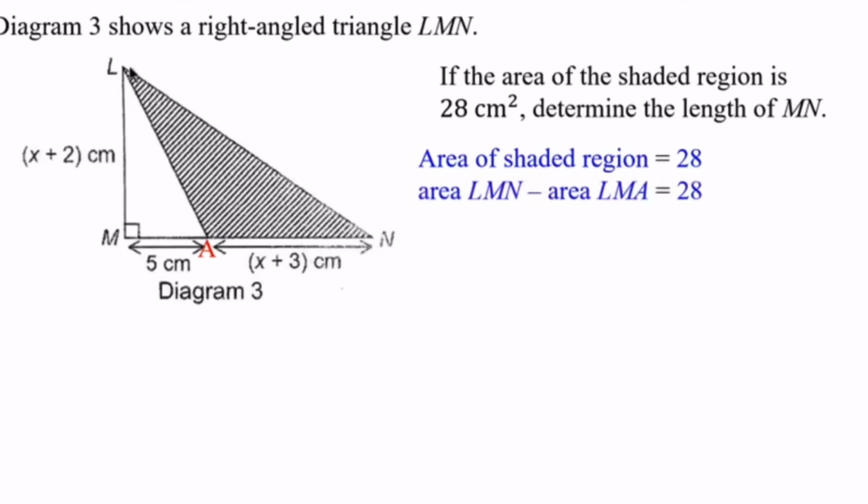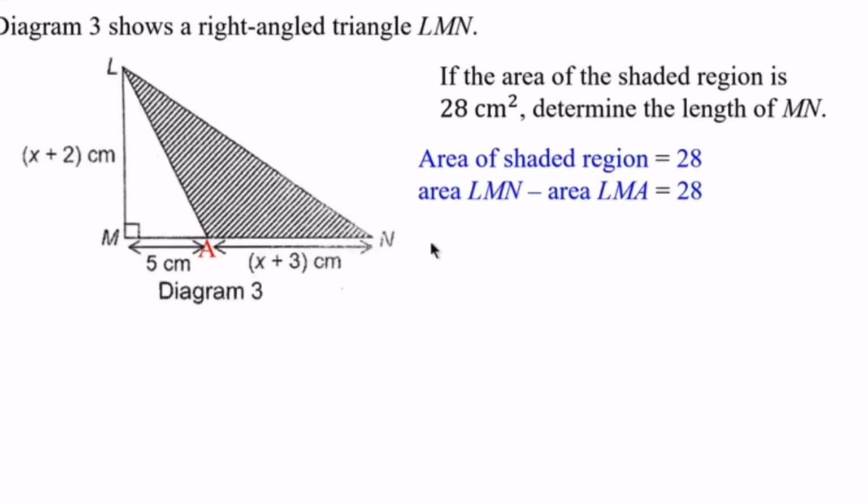The height is LM, which is x plus 2, and for the big triangle, the base is MN. So you have to take 5 plus x plus 3 for the base. The small triangle is LMA, whose height is still the same, x plus 2, and the base is 5. For the big one, the base is 5 plus x plus 3.